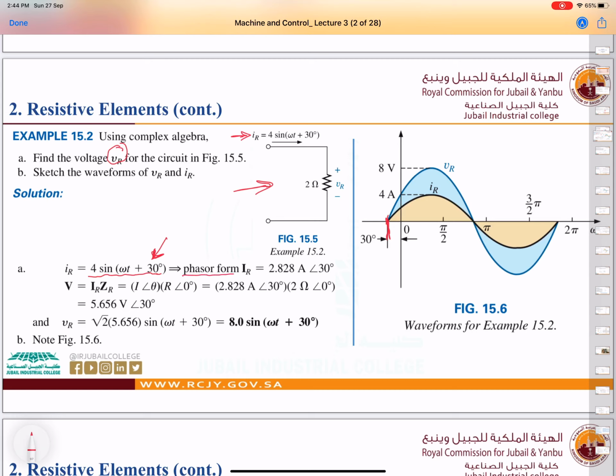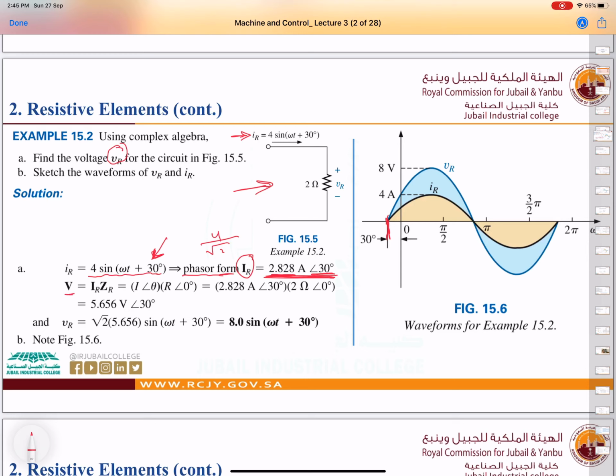So the phasor form IR is 4 divided by root 2, which is equal to this value, and the angle is 30. Shabab, please try to see how to convert from polar to rectangular. This is the current value here, which is in polar form. Try to see how it is divided or multiplied together by angles in the calculator. Try to do it in the calculator.